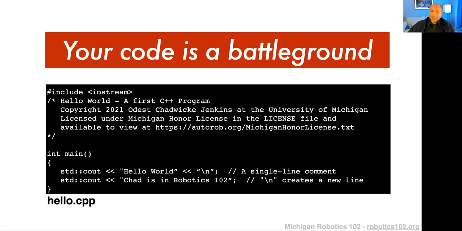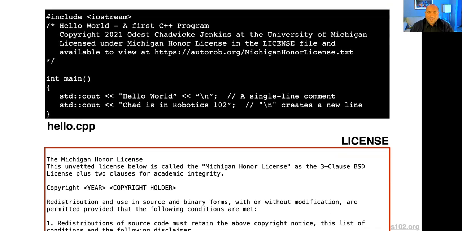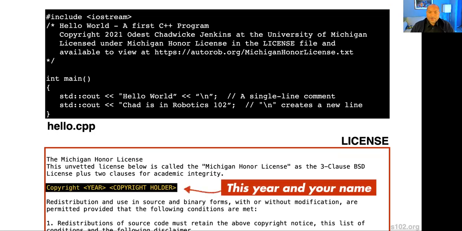And I can include that in the header of my program, or I could have it as a separate license file that I use when I distribute my code. So that license can be included in a separate file. And Michigan Honor License is a license that I just made up. For good practice, we're going to ask you to put a license file in your code. And so what we're going to ask you to do is assert yourself as a copyright holder. And so you can put in your year and your name in the copyright.